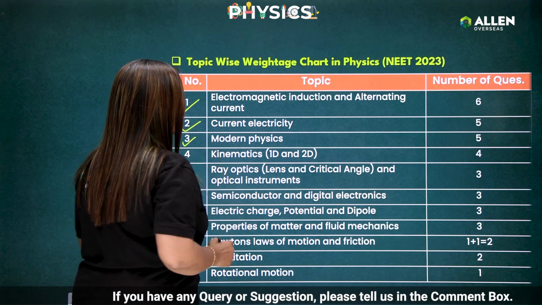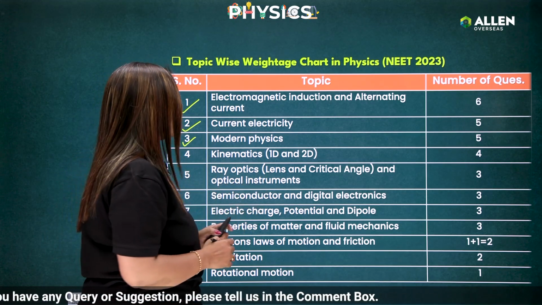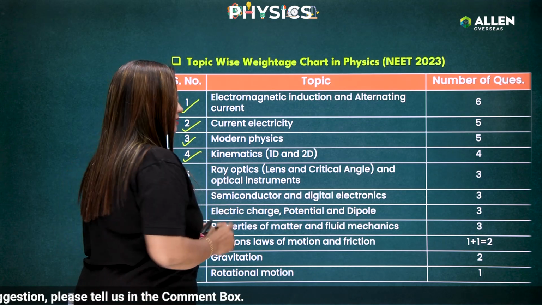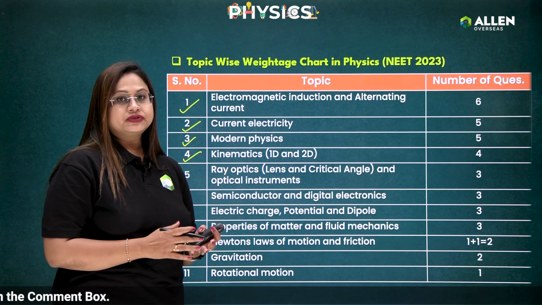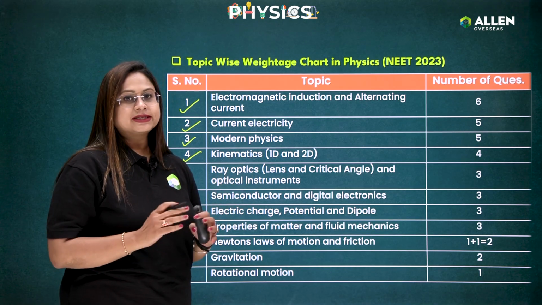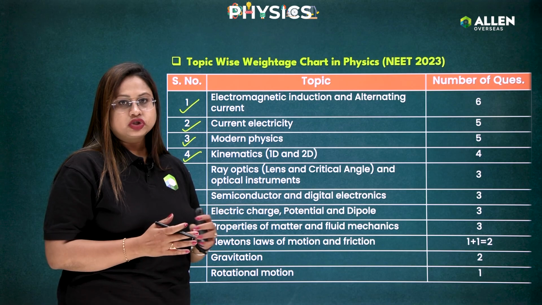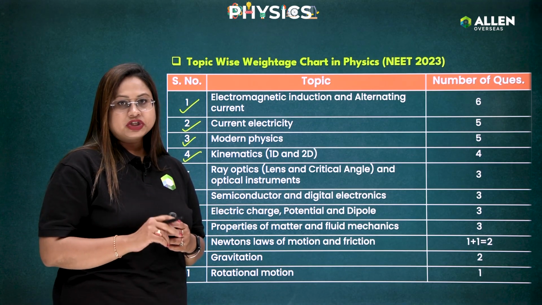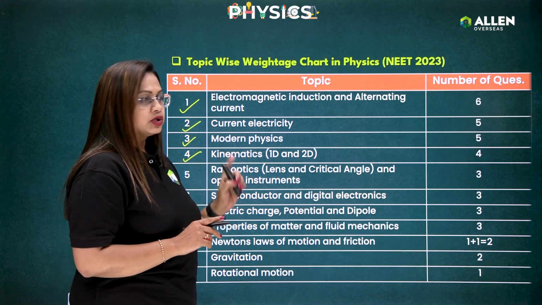Second chapter was current electricity, and we had 5 questions from current electricity, and this time from modern physics 5 questions were asked. From kinematics, the questions are purely based on equations of motion, and we had 4 questions from kinematics, including both 1-dimensional motion and 2-dimensional motion. 1 question was for projectile motion.